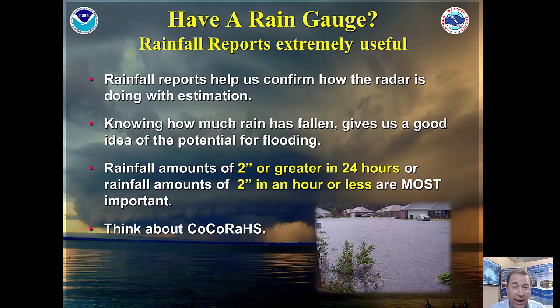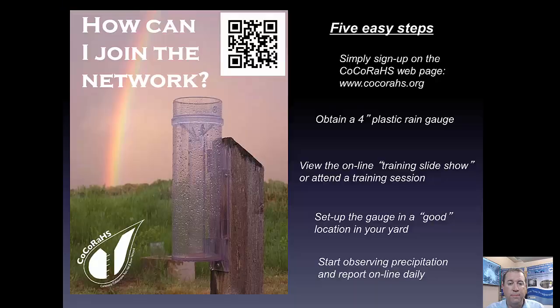So if you have a rain gauge, that is very, very useful because it gives us specific information for how much rain has fallen. If you're not already in the program, I want you to think about CoCoRaHS. It's very easy to sign up. You can go to the website cocorahs.org. On that website, there's a place in the upper right to sign up. There's training. It's a PDF, so you kind of do it at your own leisure.